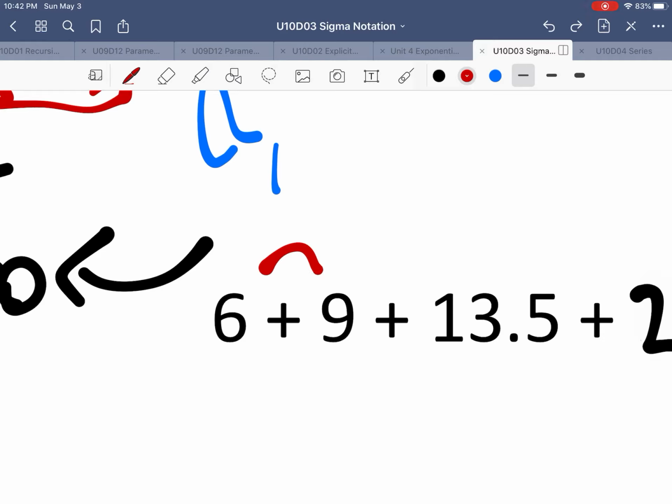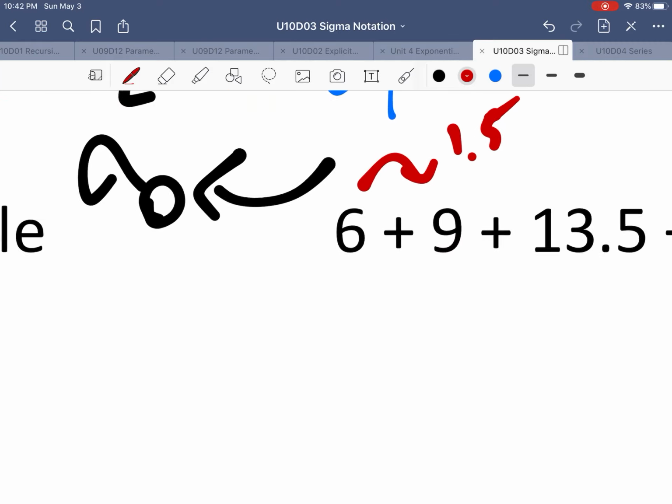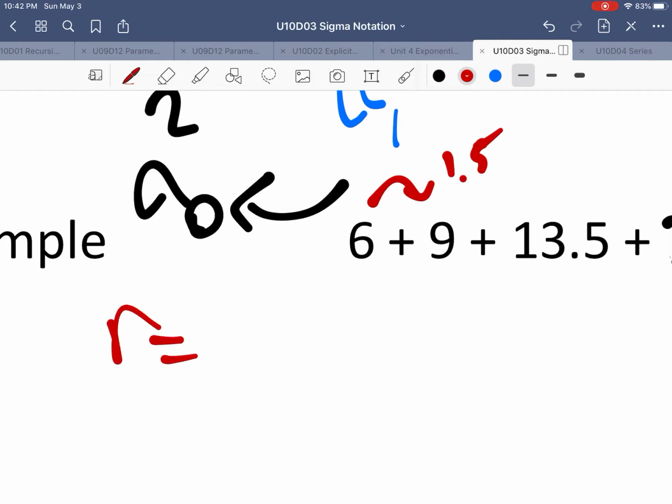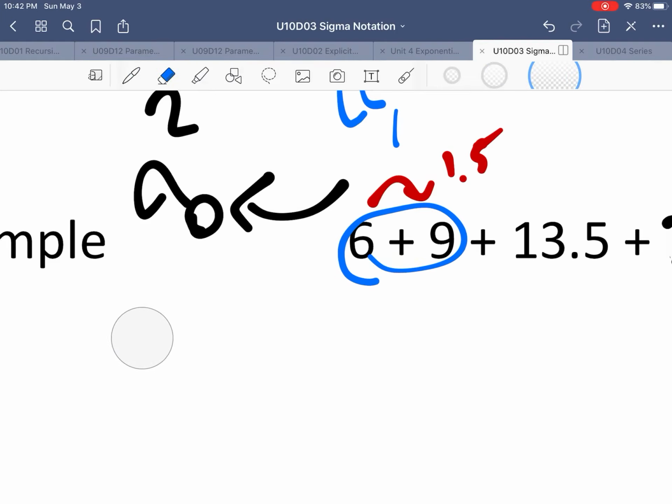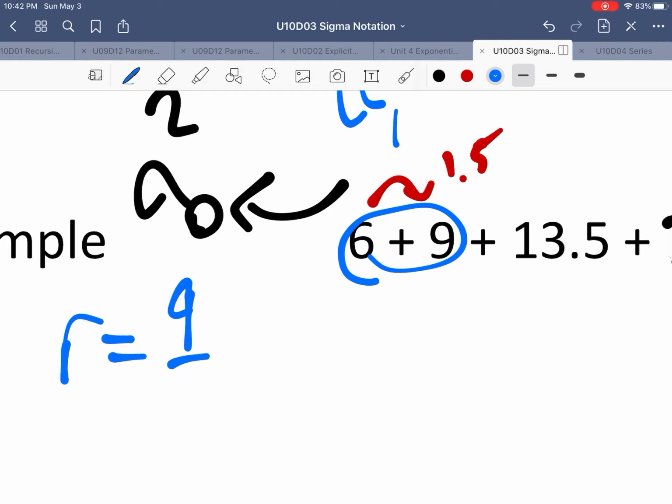To be a geometric sequence, we need to see what did we multiply by to get from 6 to 9. So that's 1.5. The shortcut for that is to pick any pair of terms and divide them, the newer one by the older one. So we'll say r in this case is equal to 9 divided by 3, which is 3. So 3 is our common ratio. Maybe I should have done that in red. So r is going to equal 3.